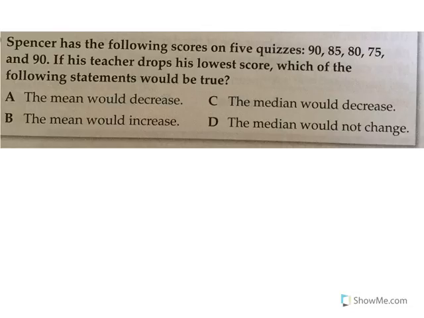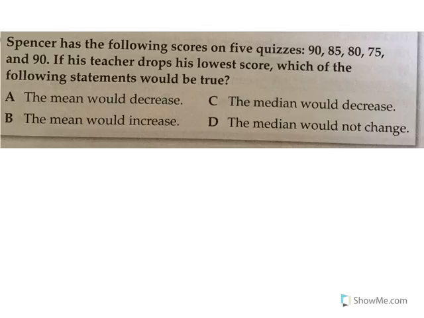It says Spencer has the following scores on 5 quizzes: 90, 85, 80, 75, and 90. If his teacher drops his lowest score, which of the following statements would be true? Okay. So first we have to understand that you need to find which statement would be true if the lowest score, 75, is dropped. Okay.